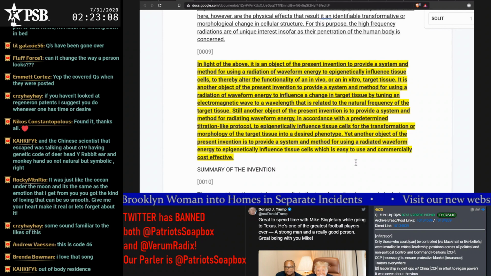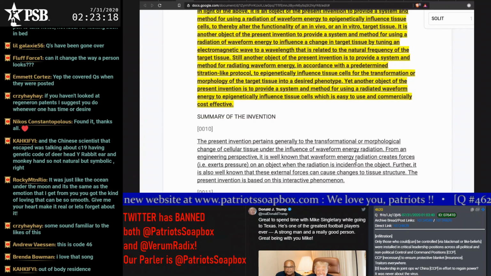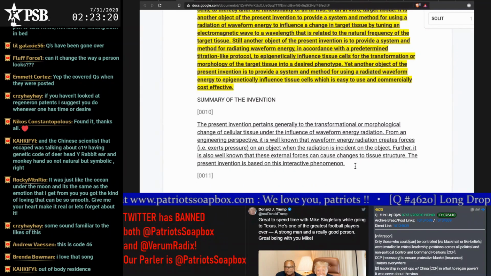Another object of the present invention is to provide a system and a method for using radiated waveform energy to epigenetically influence tissue cells, which is easy to use and commercially cost effective.